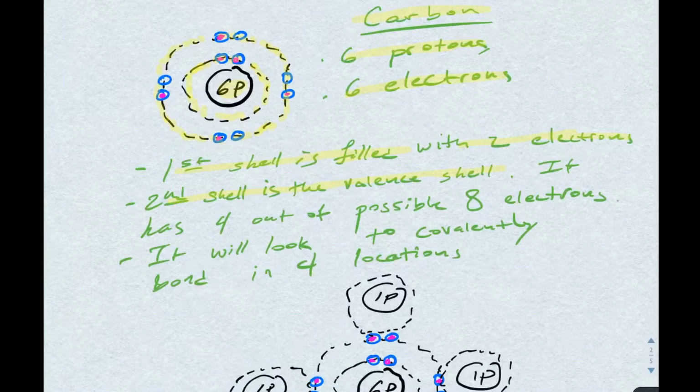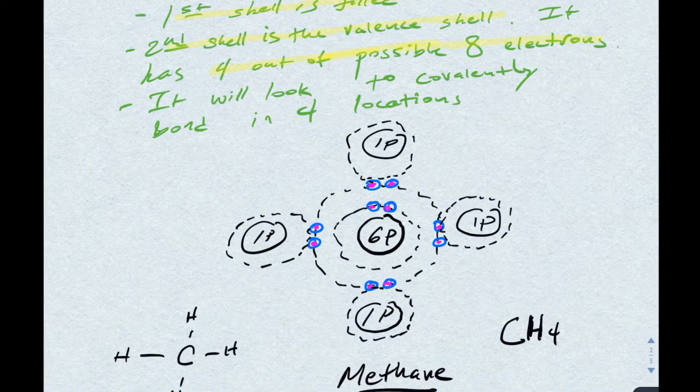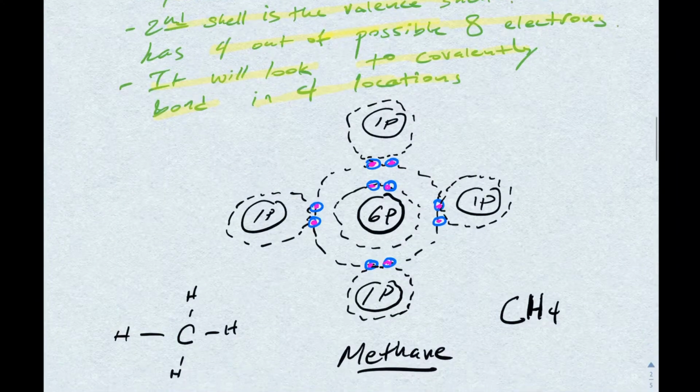The second orbital can hold up to 8 electrons. So here you have the 8 slots for the electrons in the second orbital. But to get to 6, the number 6 of total electrons, carbon will only have 4 electrons in that second shell. So it has 4 out of the possible 8 electrons in that second orbital or valence shell. This means that it will look to covalently bond in those 4 locations. Let's see what this looks like.